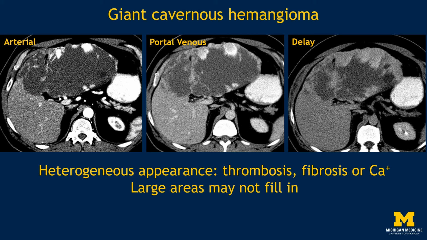Another type of hemangioma is a giant cavernous hemangioma. These are usually heterogeneous in appearance. They can have central thrombosis, therefore large portions of it may not fill in. There's fibrosis and calcification as well.